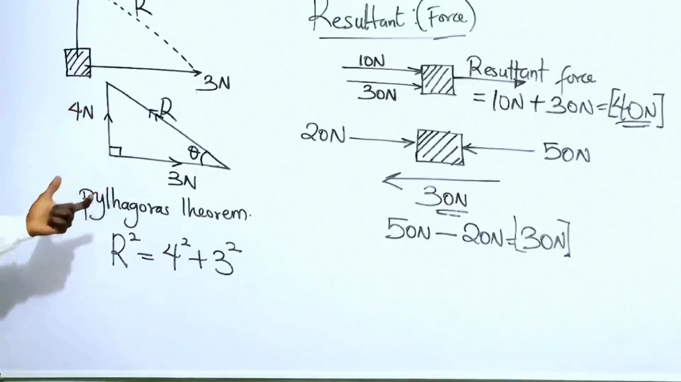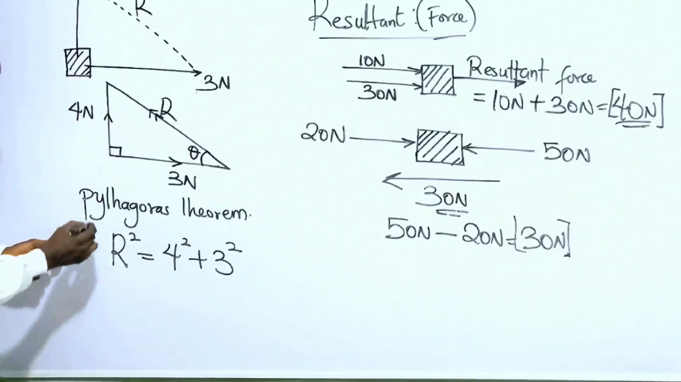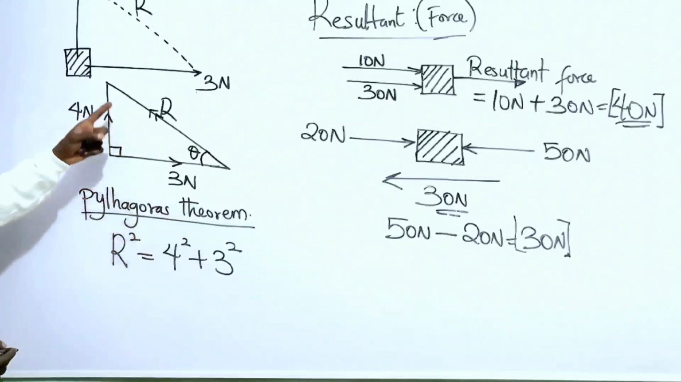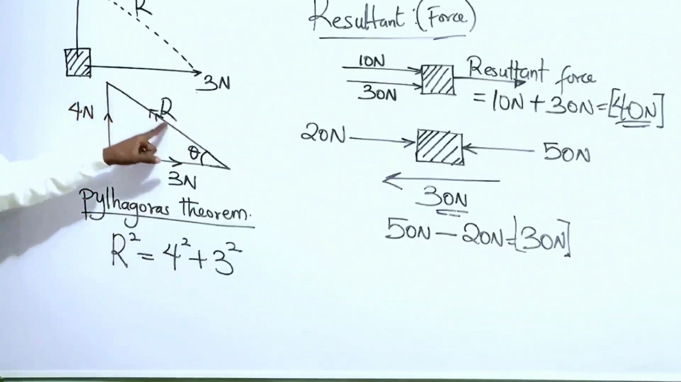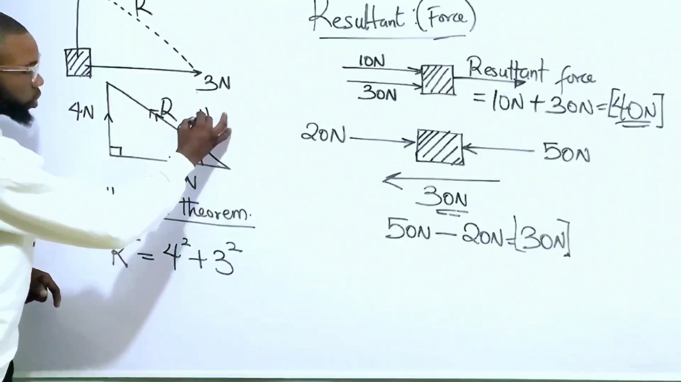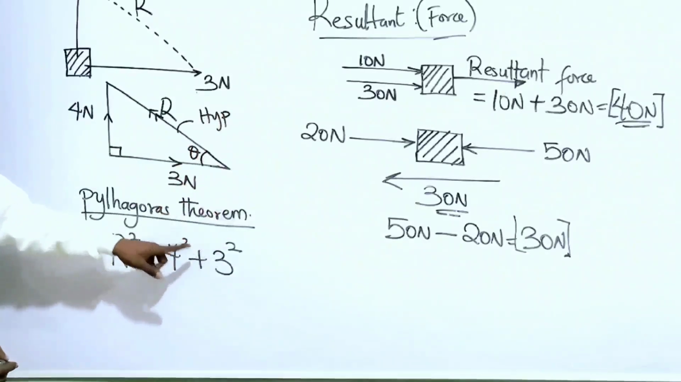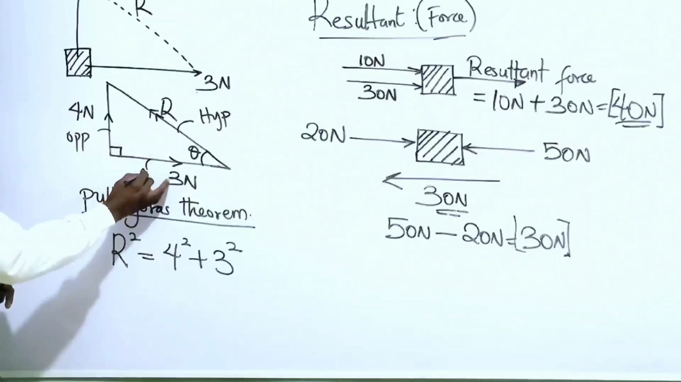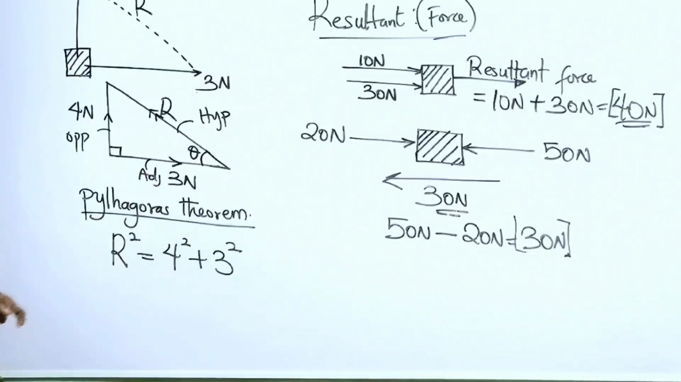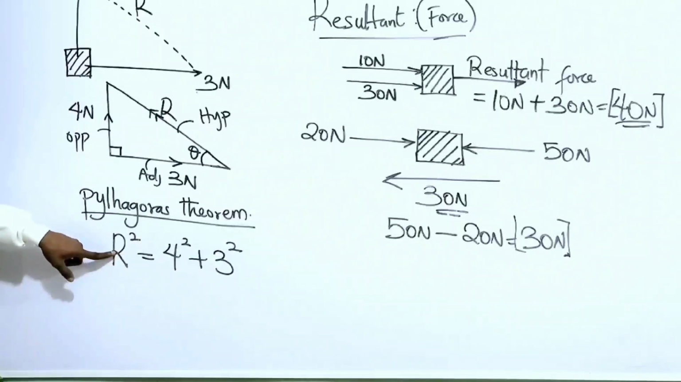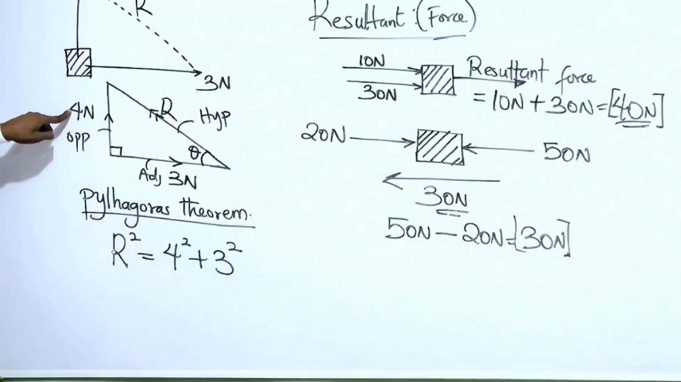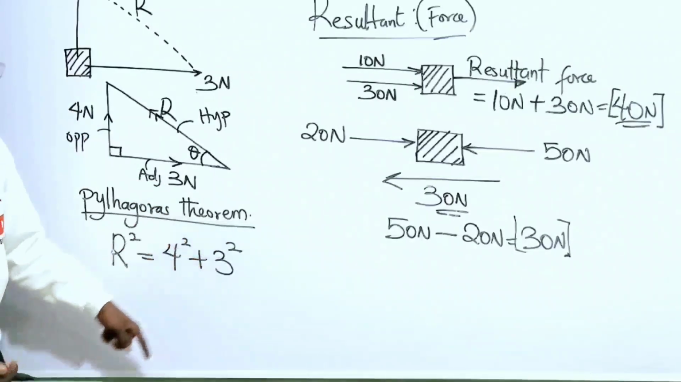We're going to form the triangle of forces, and in the triangle of forces we are going to use Pythagoras theorem. And what does Pythagoras theorem state? It states that the square of the hypotenuse, which is our R square, is equal to the sum of the squares of both the opposite, the 4 square, and the adjacent. So we can square both sides.